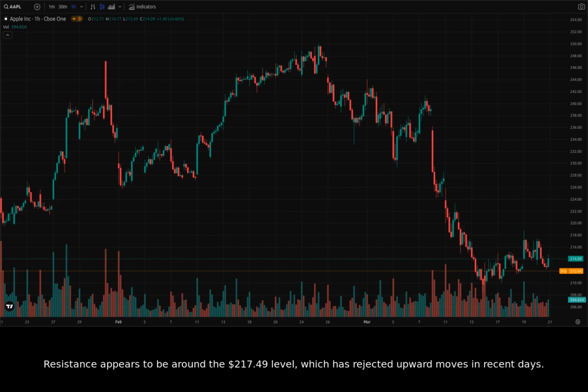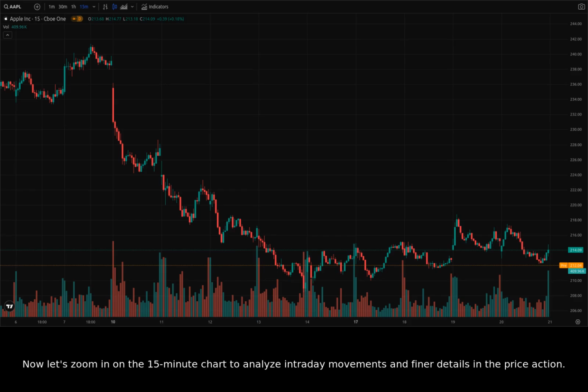Resistance appears to be around the $217.49 level, which has rejected upward moves in recent days. If the price action breaks this level, we could see a test of higher price points. Now let's zoom in on the 15-minute chart to analyze intraday movements and finer details in the price action.